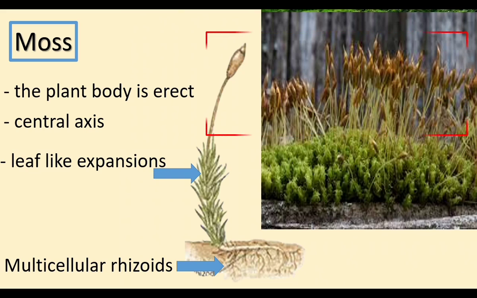What is pointed out here is the sporophyte. The sporophyte remains attached to the gametophyte. It depends on the gametophyte.